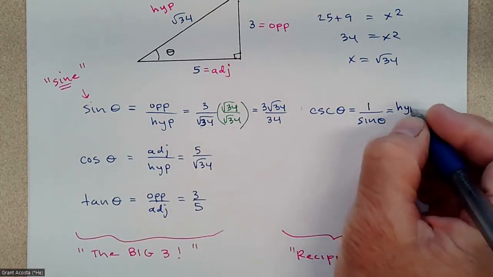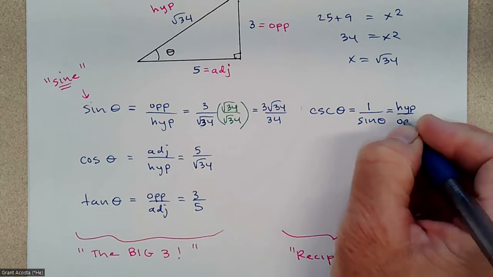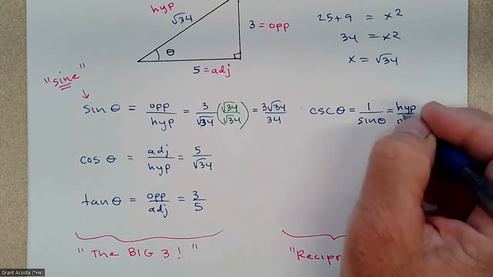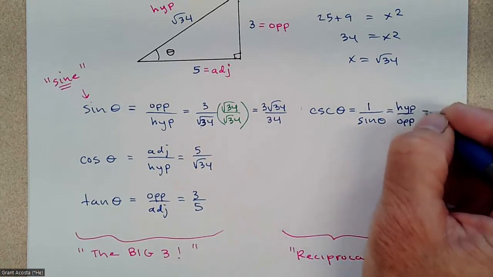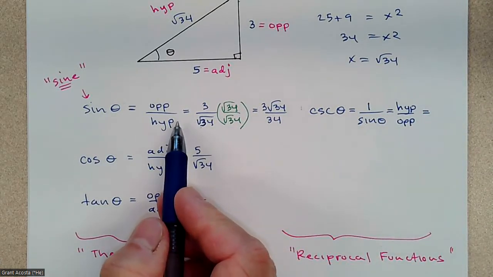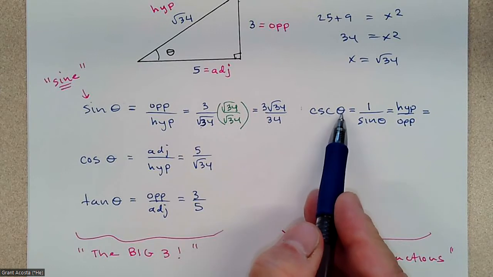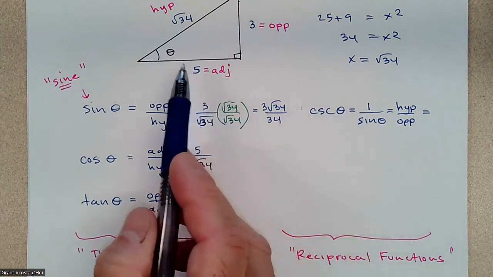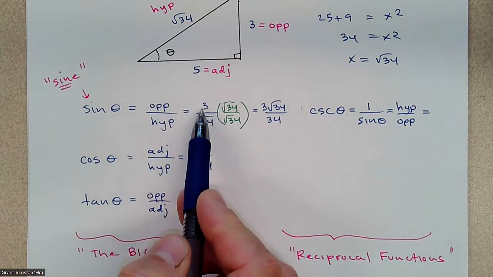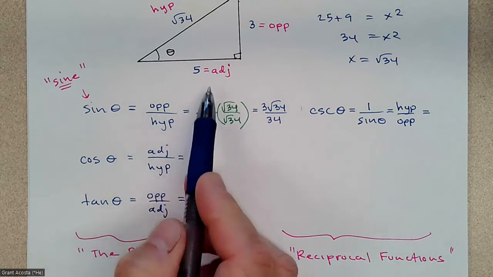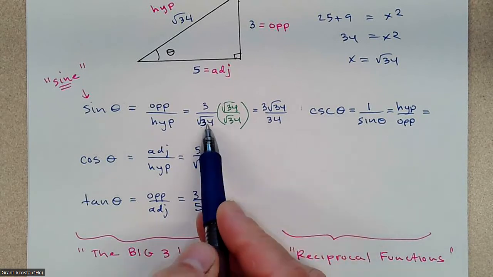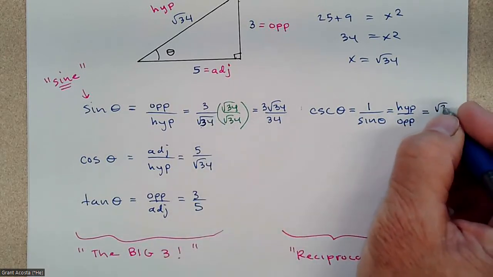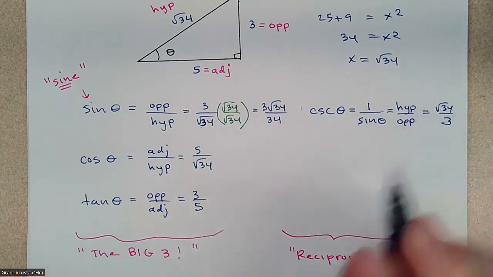You could also think of that as hypotenuse over opposite. That's totally fine if you want to. I usually just think of it as the reciprocal. And in terms of practical problems, if someone asks me for the cosecant of an angle, what I first do is think about the sine of the angle. The sine of that angle we figured out was 3 over root 34. That means the cosecant must be the reciprocal. It must be root 34 over 3.